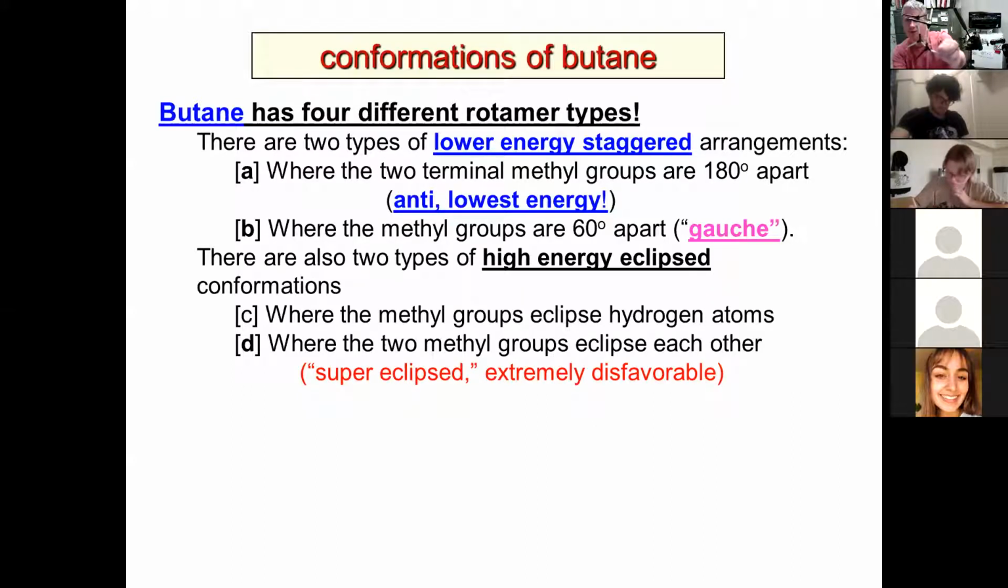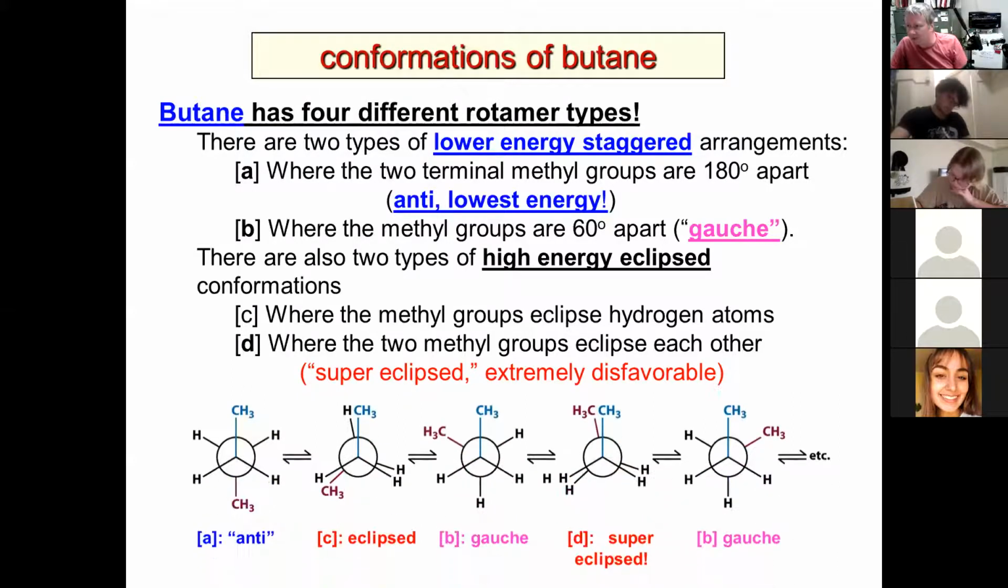That's the worst one, the very least happy one, okay? All right, so we have 4. Let's see them. This shows you the Newmans. Anti, everything's apart, right? Happy. Then we have what I'm calling the low energy eclipsed. There's 2 eclipsed: a high energy eclipsed and a low energy eclipsed.